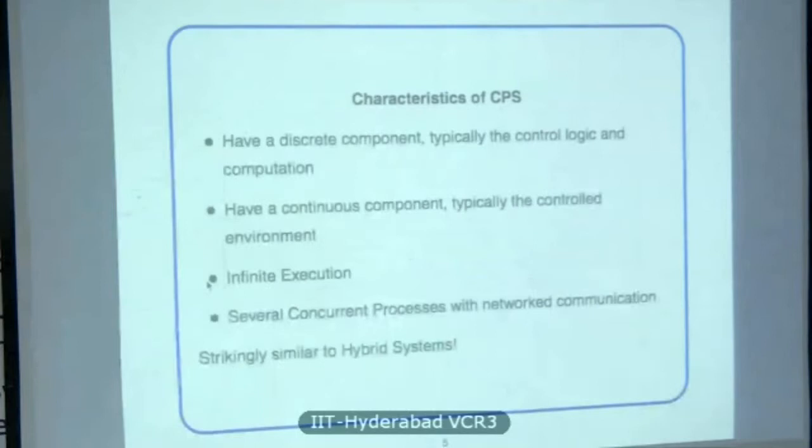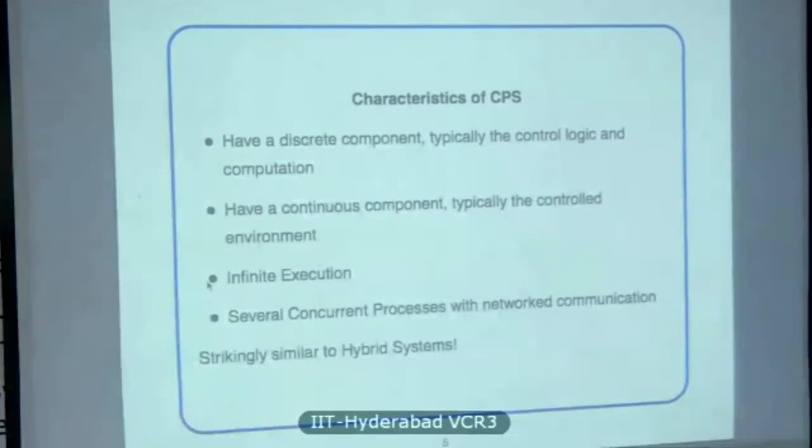So let's quickly discuss, going back to the basics, some important characteristics of cyber-physical systems. They have a discrete component, typically the control logic and the computation that's going on. Wherever there's a discrete computing element, that's the discrete component of cyber-physical systems. There's also a continuous component, typically the controlled environment, things like sensor data, temperature, pressure, and so on. And cyber-physical systems are generally systems that execute forever. It's not unlike a normal computation where you run the program and it stops with an output, whether wrong or right. Here, it's a system which does infinite execution.